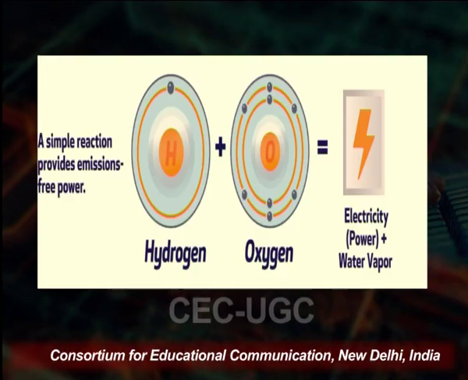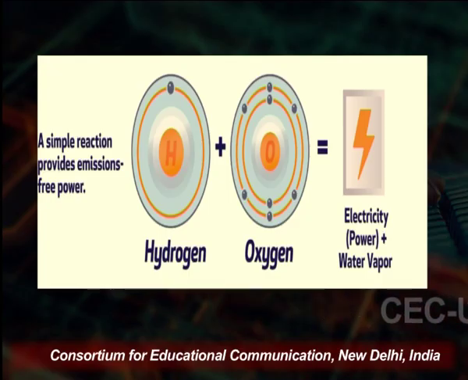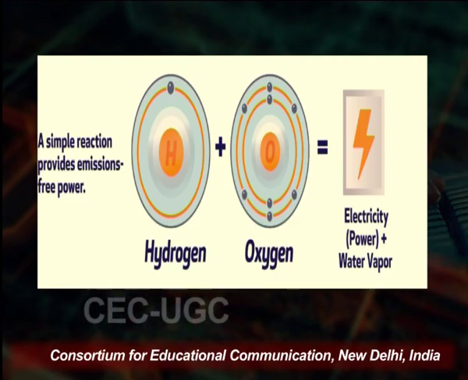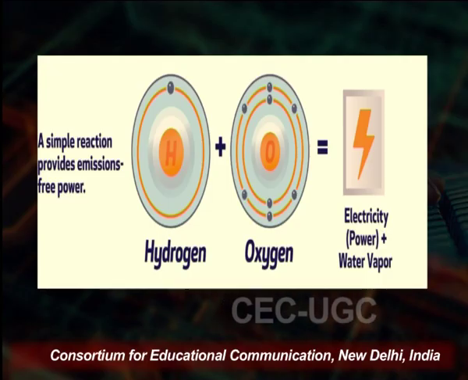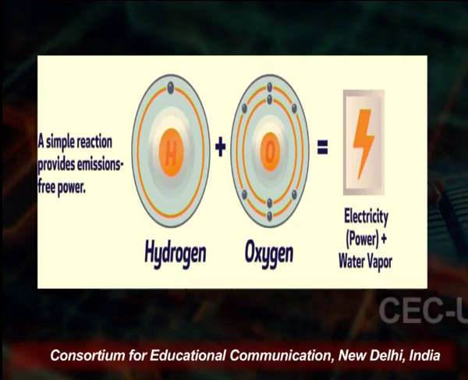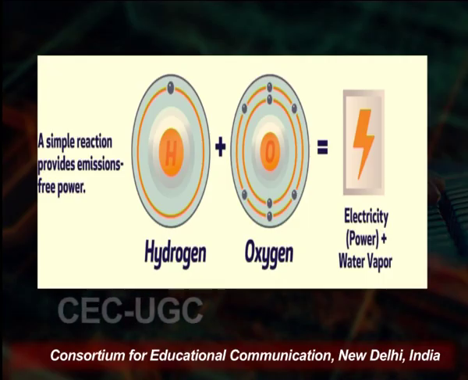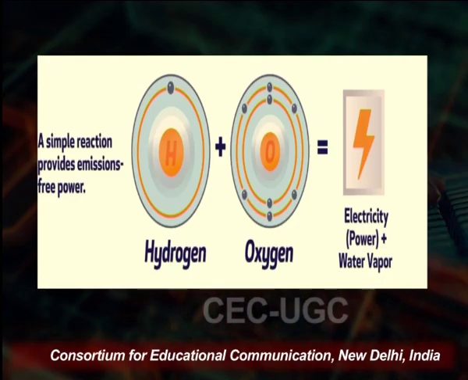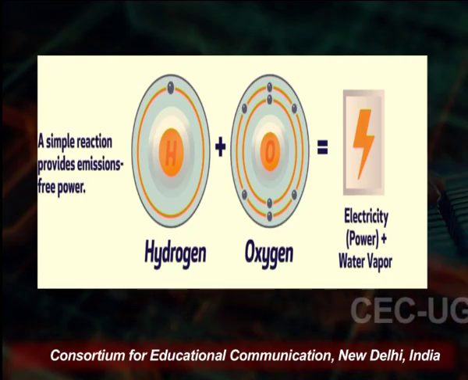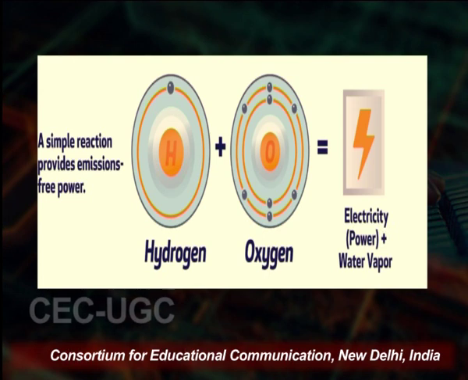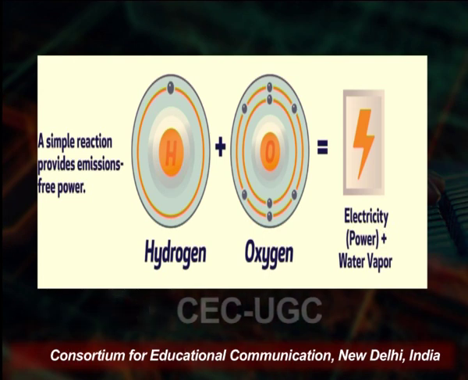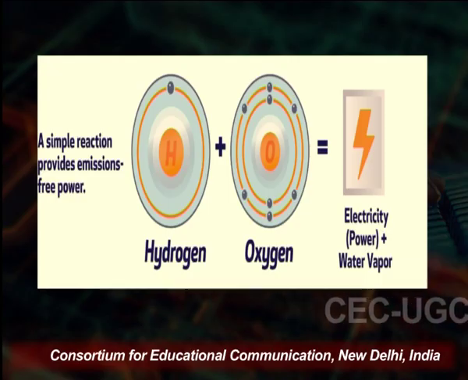Now, you can see on the screen a simple reaction that provides emission-free power. You can see here hydrogen plus oxygen, and here we are having electric power plus water vapor. Water vapor means water vapors are ejected. So, from the combination of hydrogen and oxygen, we get various types of fuel cell.